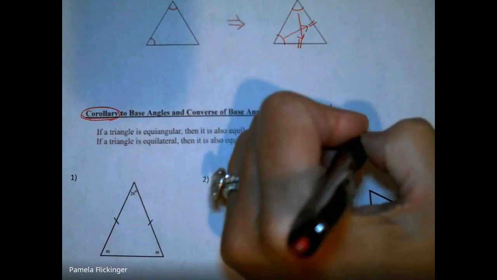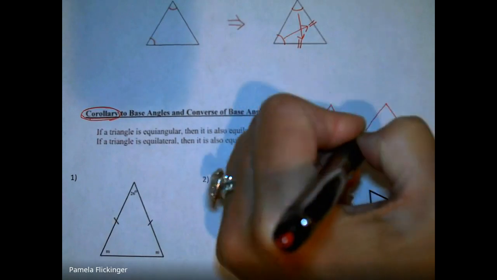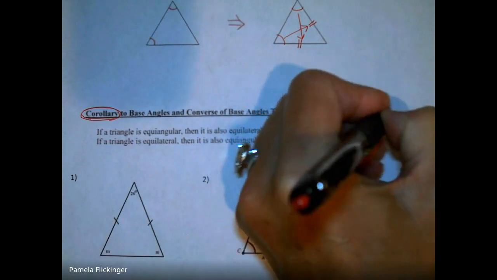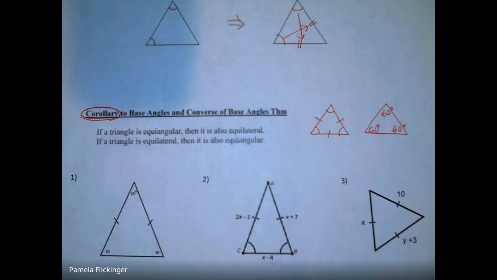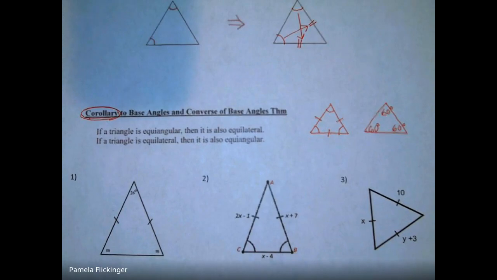The other thing I want to remind you is that all the angles in an equilateral and equiangular triangle are always 60, 60, and 60. All right, so now let's look at some examples.